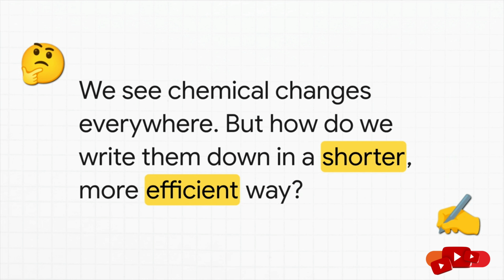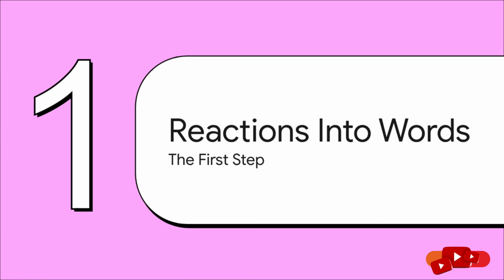So, think about it. Last time, we talked about all these chemical changes, like iron rusting or food being cooked. But if you had to write out a full sentence to describe every single reaction, wow, that would take forever. How do scientists communicate these complex ideas quickly and efficiently? There has to be a better way, right? You bet there is. And that's our mission for today. We're going to take those long descriptions and turn them into something much, much simpler. This is the very first step toward writing a proper chemical equation.